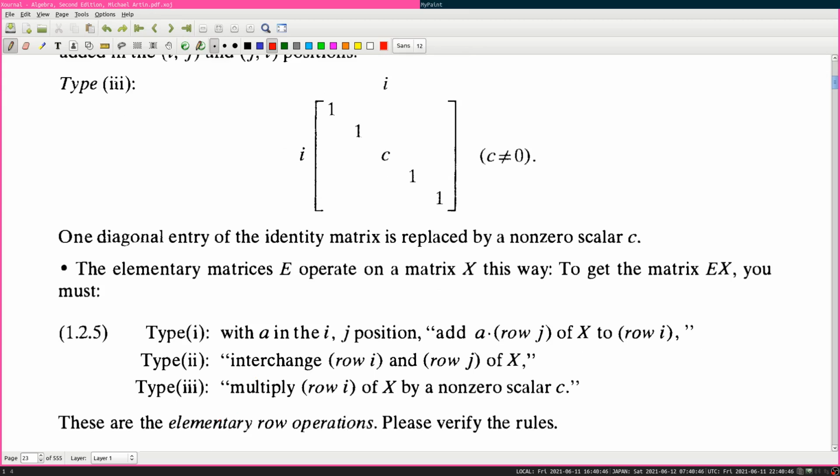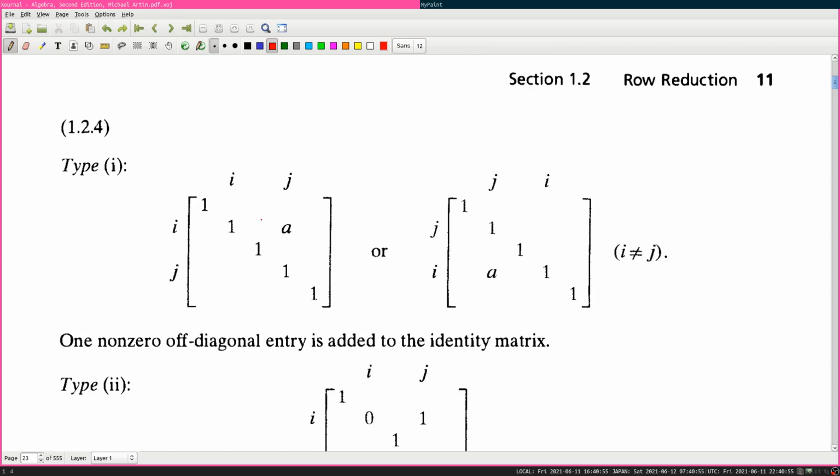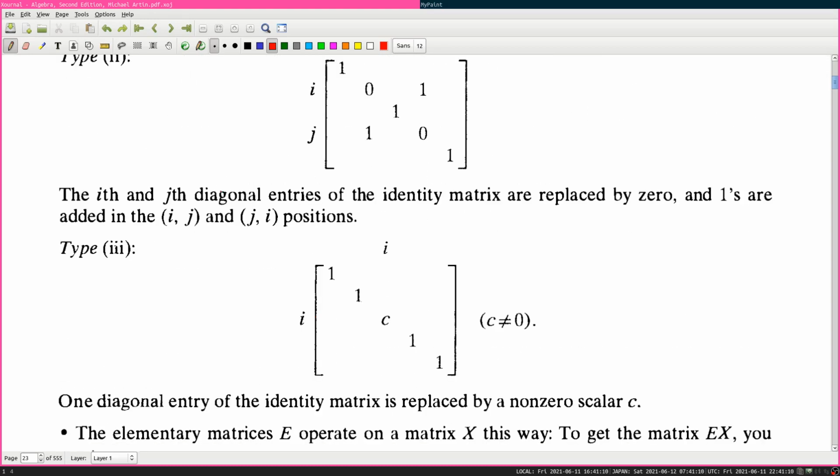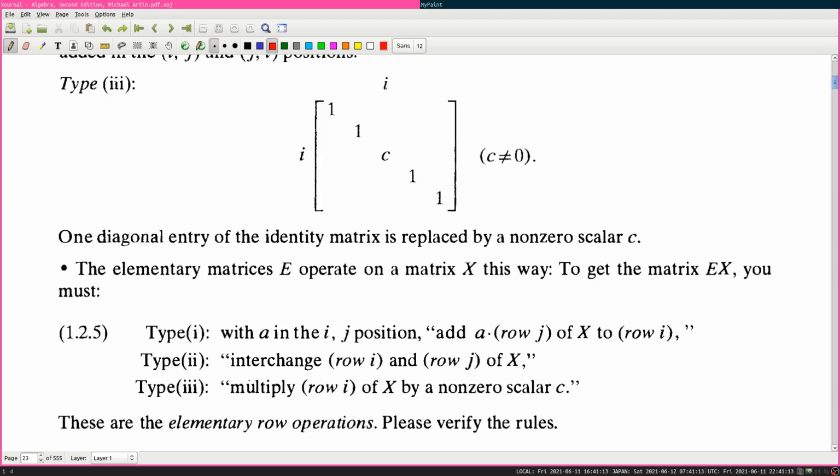To get the matrix EX, with type 1, with A in the ij position, this is the one that's adding a multiple of one row to another. This is like if you have a system of equations, we're adding 3 times the first equation to the second equation, something like that. With A in the ij position, add A times row j of X to row i of X. If you imagine it as a system of linear equations, you're taking a linear equation.